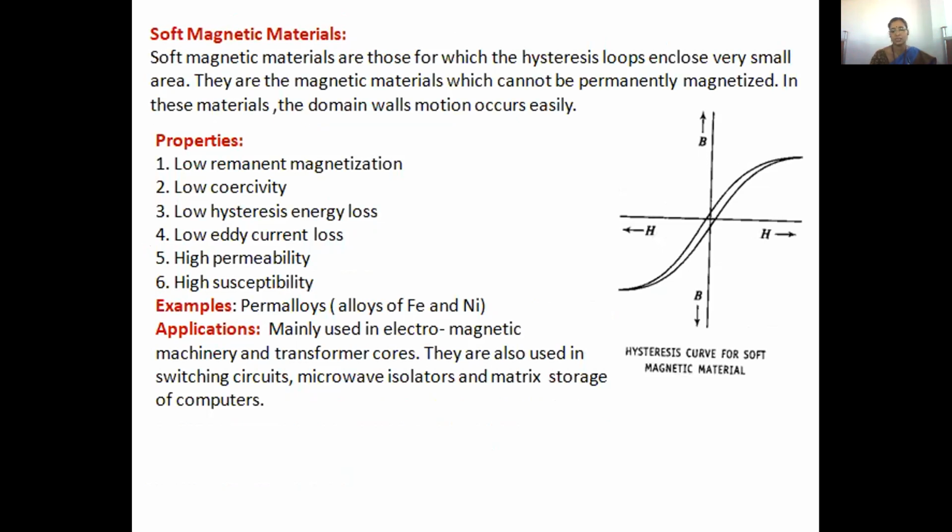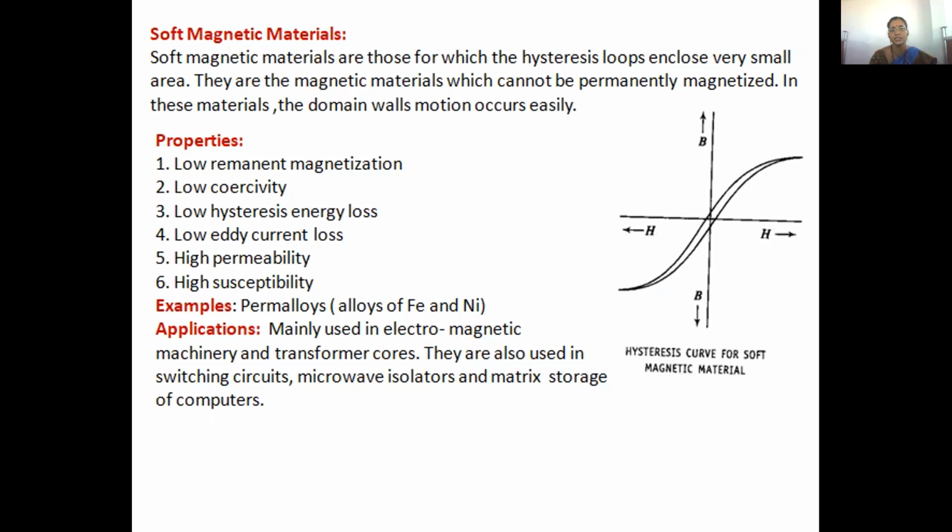Soft magnetic materials, let us see how the hysteresis loop is. Here, if you observe, a very small area is enclosed by the hysteresis loop. Soft magnetic materials are those for which the hysteresis loop encloses a very small area. These are magnetic materials which cannot be permanently magnetized. In these materials, the domain wall motion occurs easily. Properties: low remnant magnetization, low coercivity, low hysteresis energy loss, low eddy current loss, high permeability, high susceptibility.